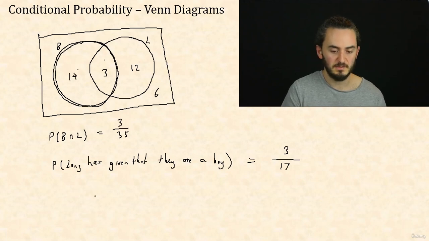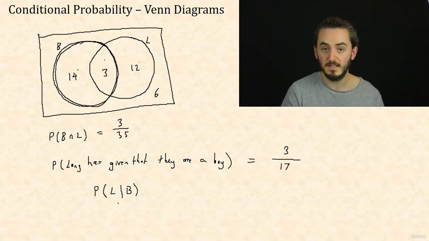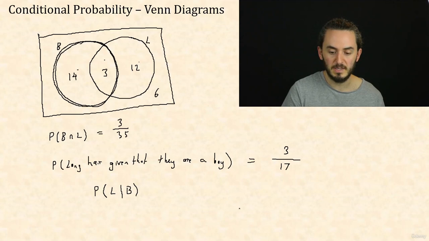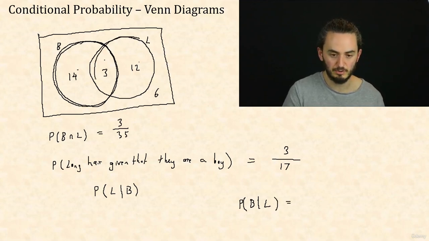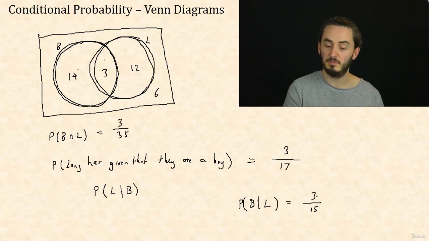Now, here's how we write that. We write that as the probability that they have long hair given that they are a boy. So it's a vertical line down to represent L given B. We could work out the probability that they're a boy given they have long hair as well. Given that they have long hair means I'm focusing myself only on the children with long hair, and there are 15 of those. And how many of them are boys? 3. So there's the probability of a boy given that they have long hair.